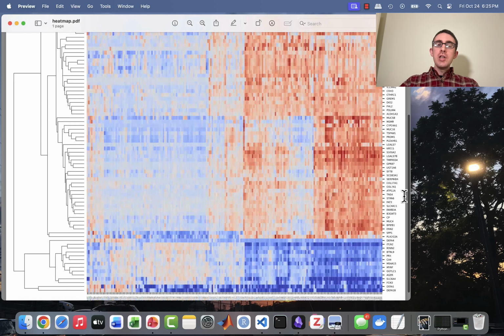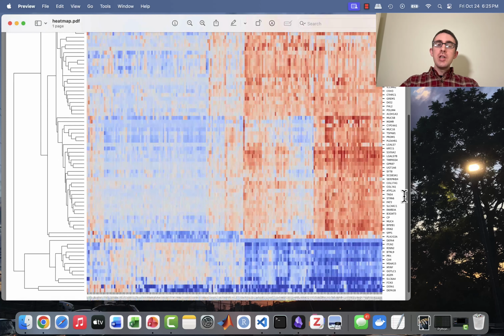And then each square in this grid tells us how high or low the expression was in that sample for that gene, basically. So red means higher expression and blue means lower expression. That's why it's called a heat map, representing the heat or the coldness based on how high or low that gene was expressed in that sample. So again, every square here is telling us, based on how red or blue it is, how high or low that gene was expressed in that sample, basically.